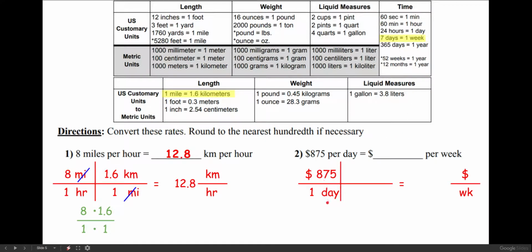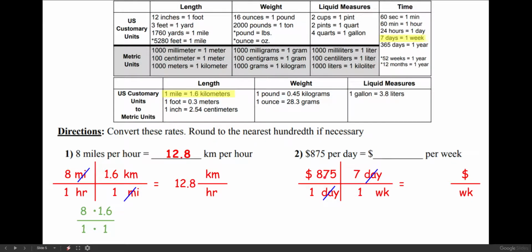So we draw our separator. We want to cancel out the days and turn it into weeks. So if we want to cancel out days, where do we put it? Well, if we have it on the bottom, to cancel it out, we need it on top. So days on top, weeks on the bottom, and we are going to cross out our days. Now let's write the conversion. 7 days in 1 week.